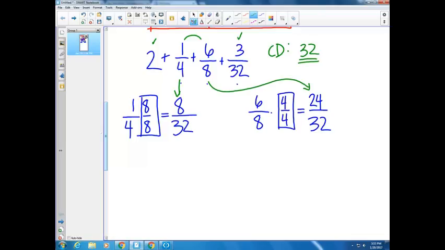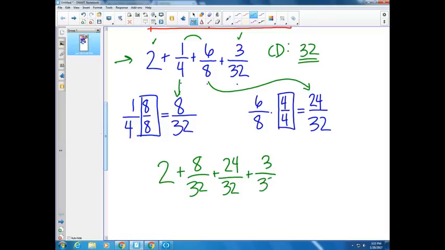So that kind of looks confusing. Let's rewrite our sum or our guts with the equivalent fractions. We have 2, all the numbers up here I'm rewriting. So we have 2 plus, not 1/4 anymore, now it's 8 over 32 plus not 6/8 anymore, now it is 24 over 32 plus the 3 over 32.